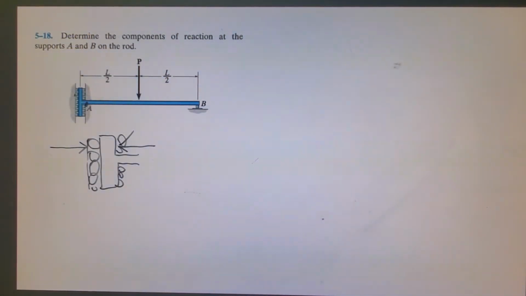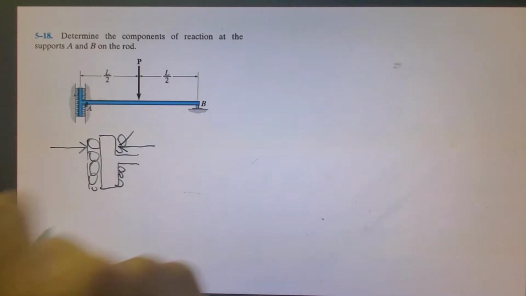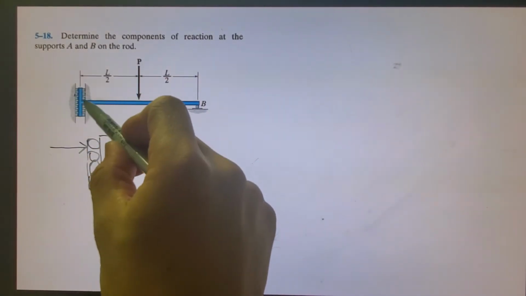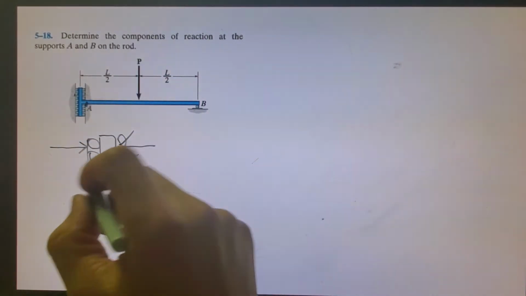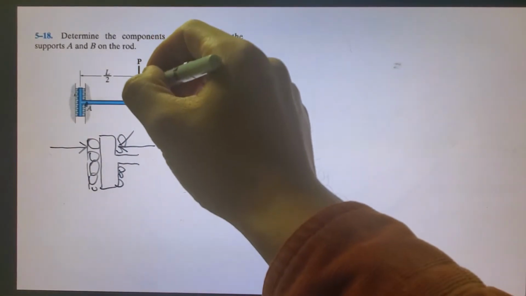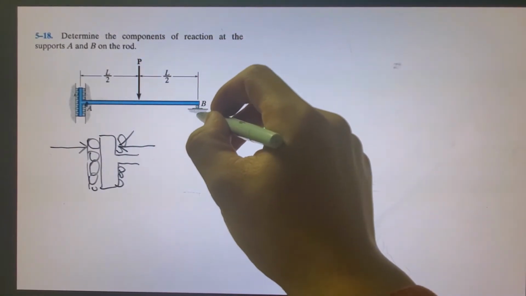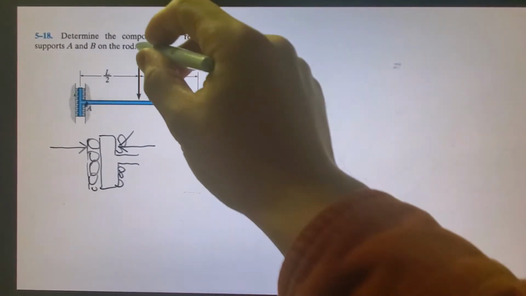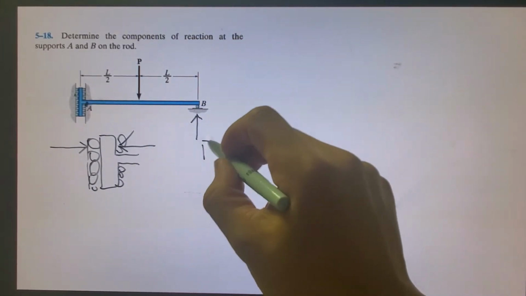Based on this, because we know that there is no support on this side, the y will be equal to 0. So whatever the pressure coming down, it should be the pressure based on this point. If this is a P, then this must be P over here.